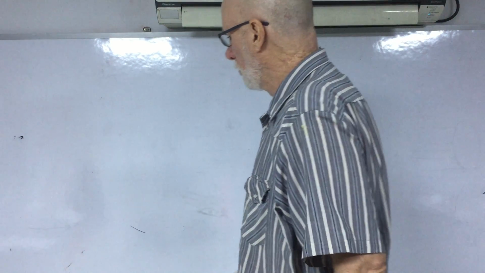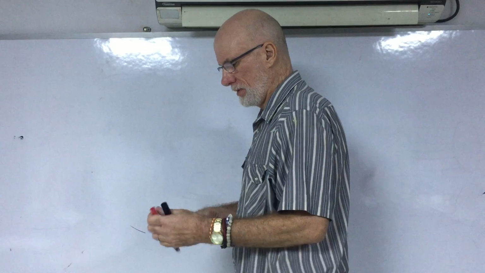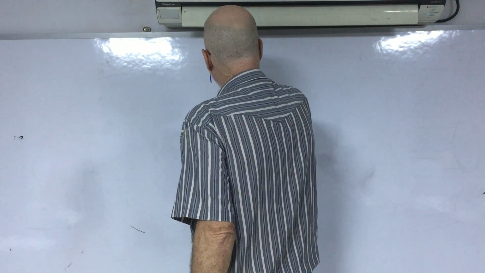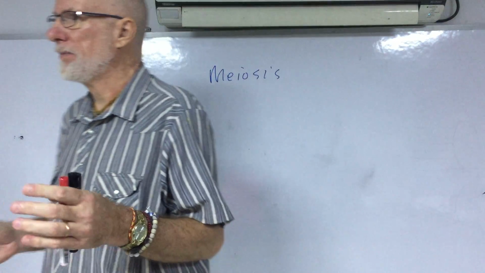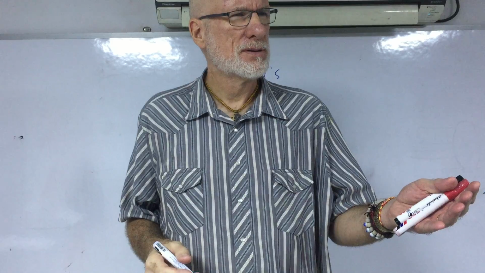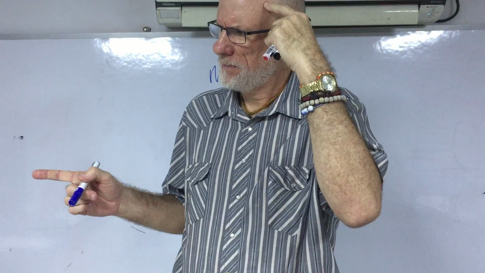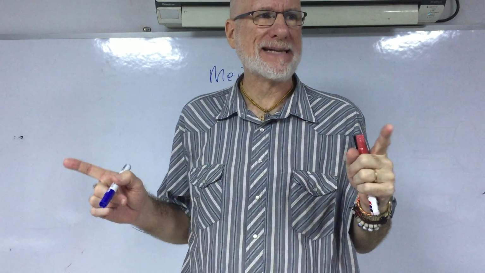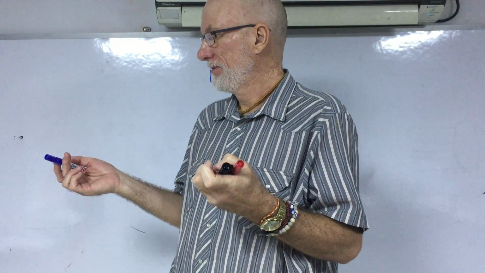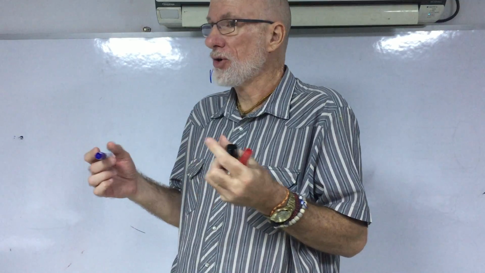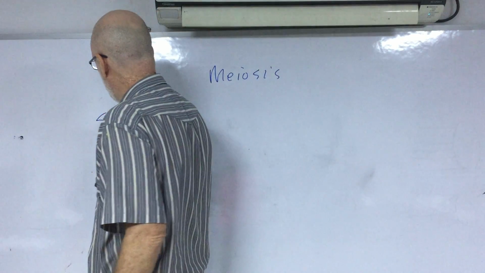Now, we want to talk very briefly about meiosis. Is meiosis like mitosis? No. What's mitosis? Mitosis is the process by which identical cells are formed from a parent. Fair enough? It's essentially right. What kind of cells are they called? Somatic.